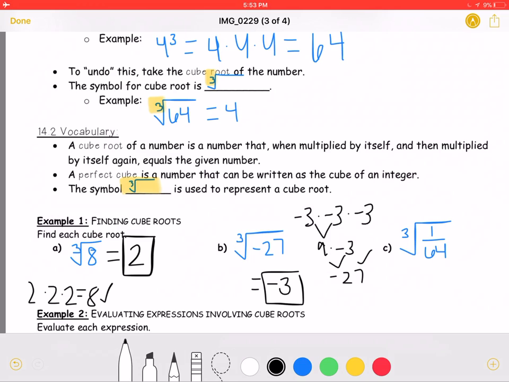Last one, we have a fraction under there. I can maybe take a look at my list. Are these perfect cube roots? Well, I know the cube root of 1 is 1. And the cube root of 64, which we did earlier up at the top, is 4. So I'm good to go. My answer is 1/4.